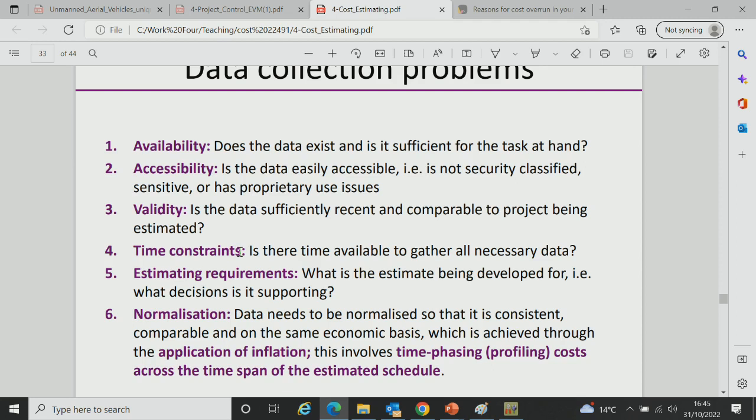And you have to do estimating on time. Any estimate which is late is not really of any use to anyone. So you have to give the best guess with the information which you've got available.